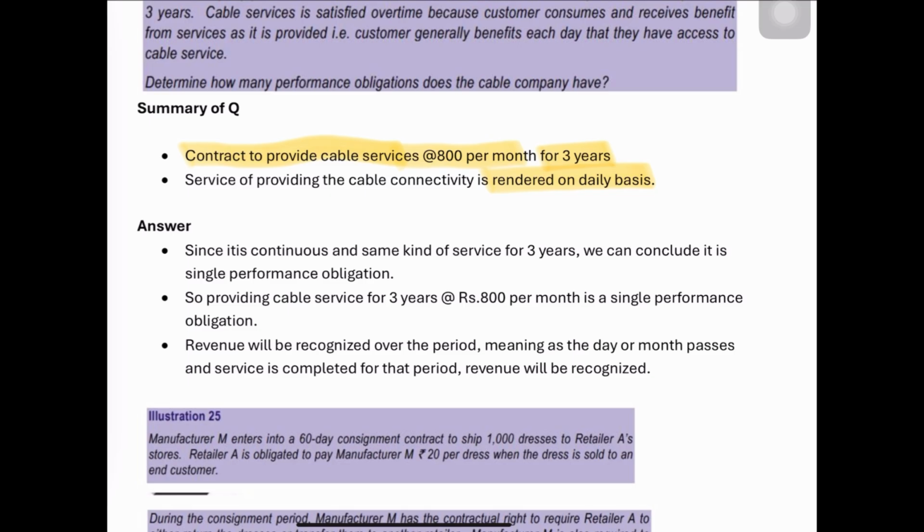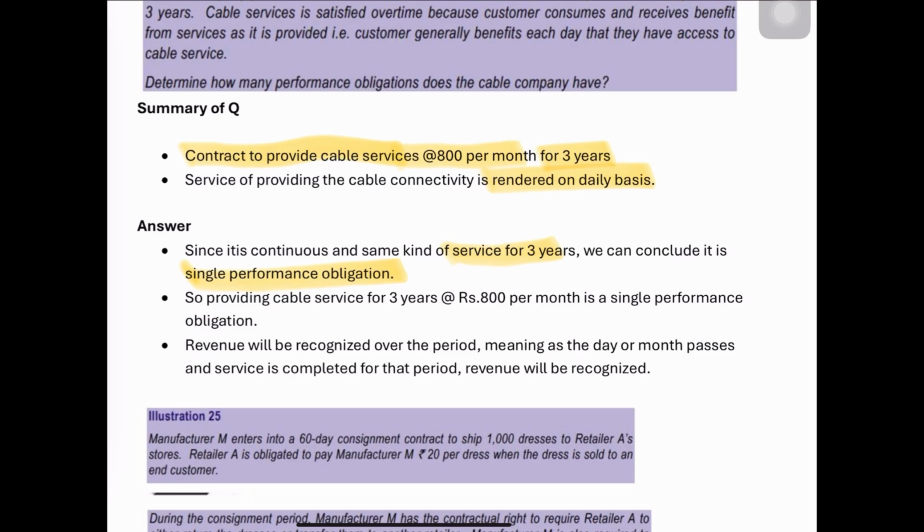Here there is a continuous service being provided. Providing the cable services is a continuous service, and there are no new services being offered. The same kind of service is being given over 3 years. With this we can conclude that it is a single performance obligation, because the same kind of service is provided over the period of 3 years. So clubbed together, it's one single performance obligation.